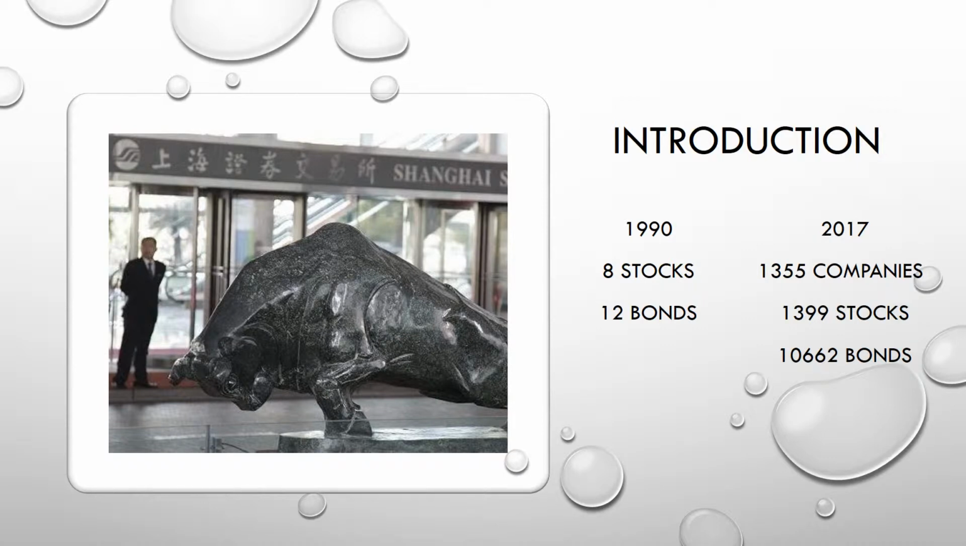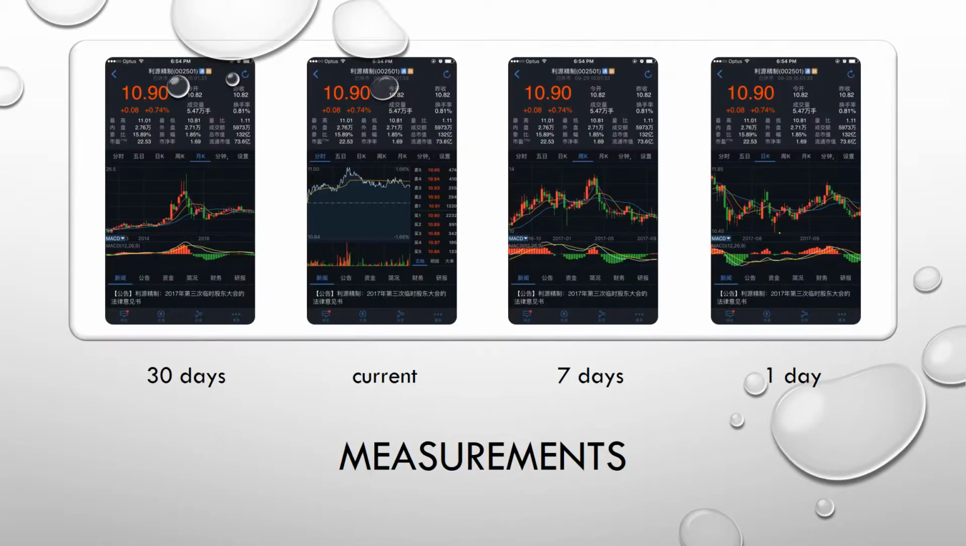The Shanghai Stock Exchange opened in 1990 with 8 stocks and 12 bonds. Until now, in 2017, it works for more than 1,000 companies, and it has more than 1,000 stocks and more than 10,000 bonds. Investors and organizations always use the stock index to make decisions, and the stock exchange provides the current and 1 day, 7 day, and 30 days historical data and plots for the investors to make decisions.